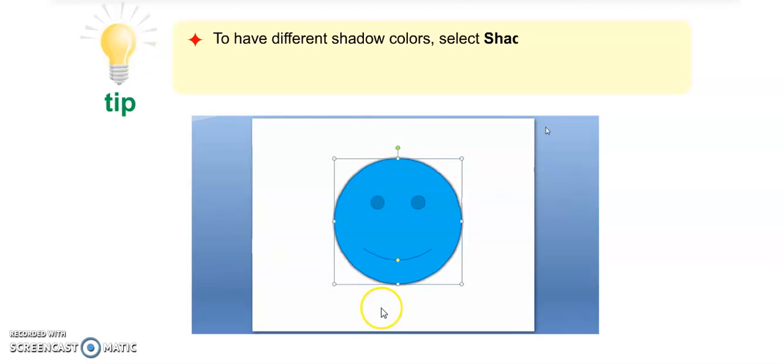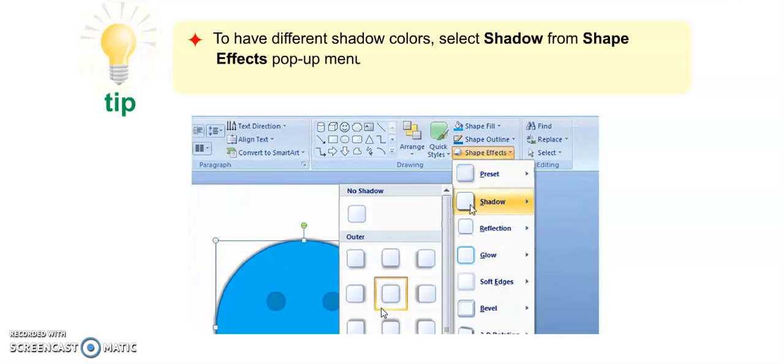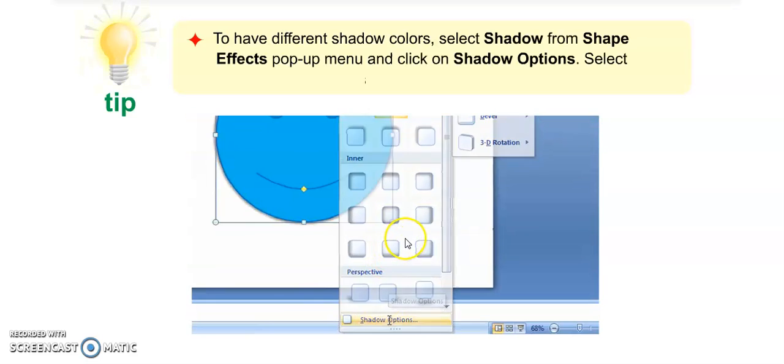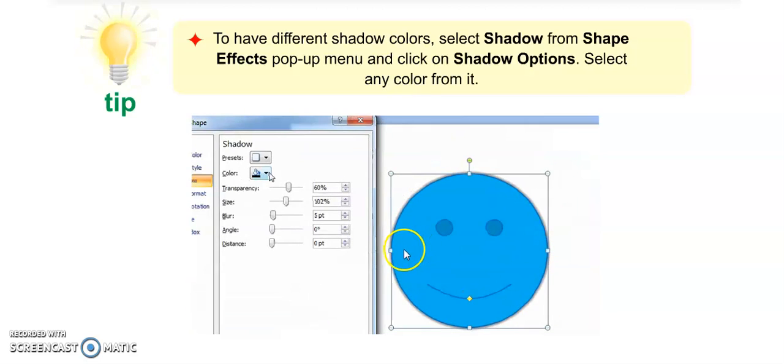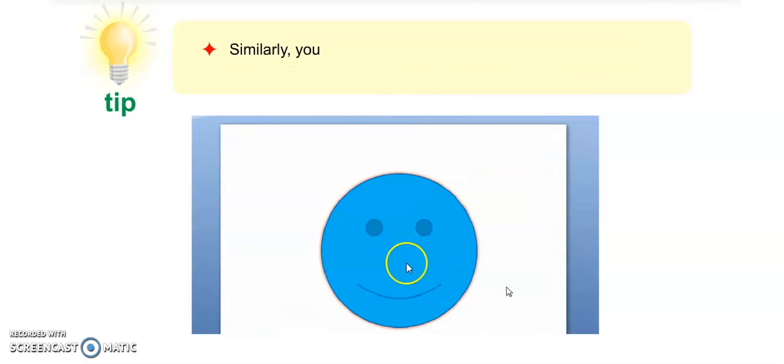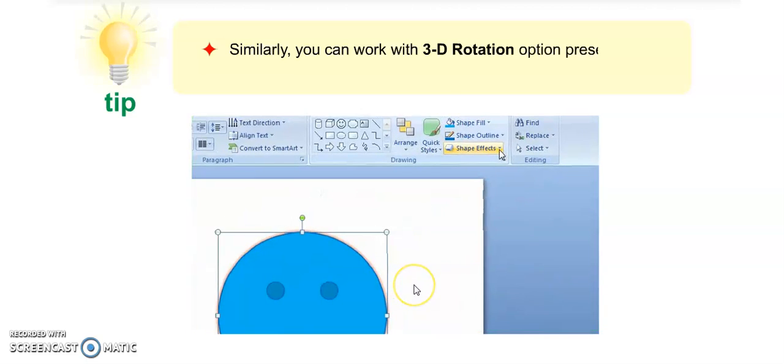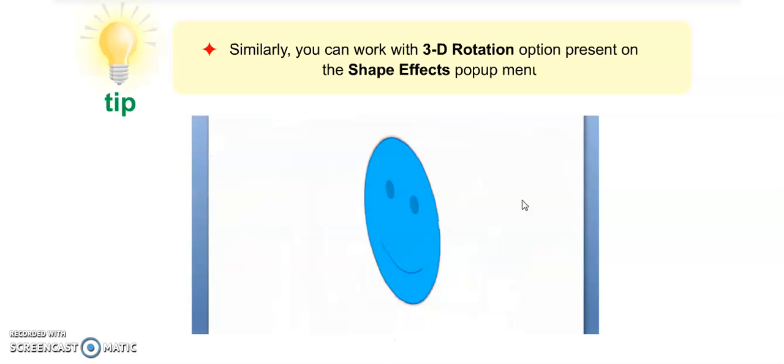To have different shadow colors, select Shadow from the Shape Effect pop-up menu, click on the Shadow option and select any color. So we can give the color of the shadow also. Similarly, we can work with the 3D Rotation option present on the Shape Effect pop-up menu also.